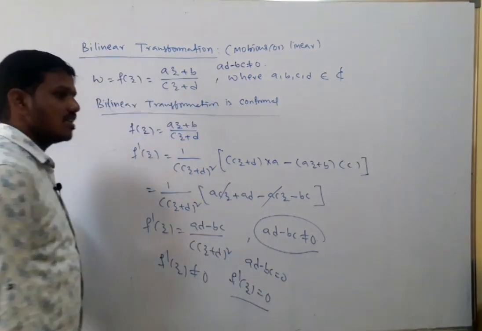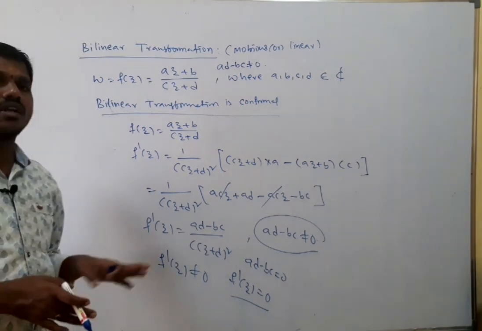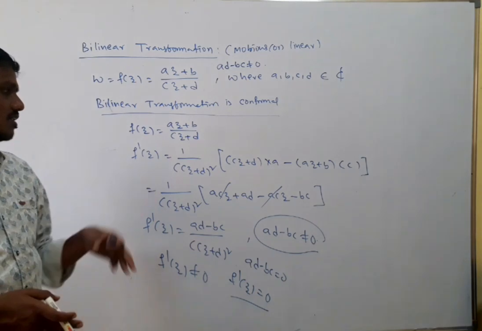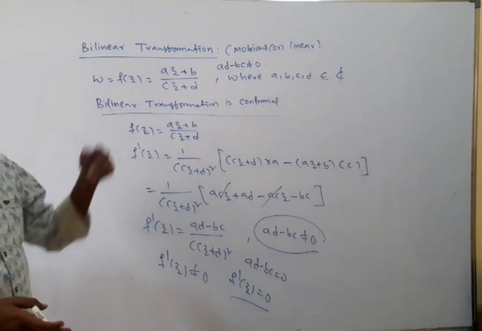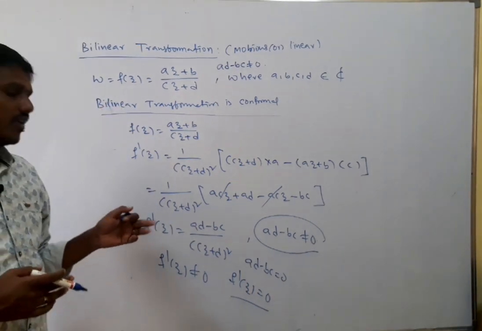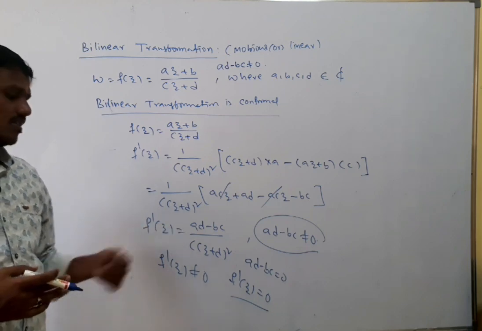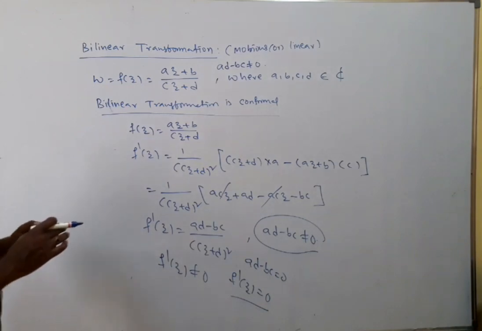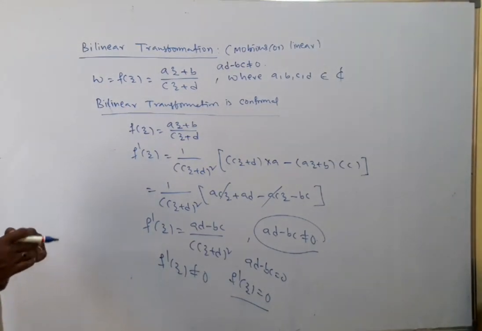If f dash of z is equal to 0, then every point is a stationary point, or critical point. In such a case the bilinear transformation is not conformal, right? How can we get the stationary points? You know that f dash of z is equal to 0, or even without finding the derivative, you can find the stationary points of the bilinear transformation.